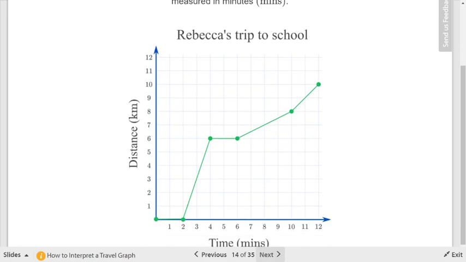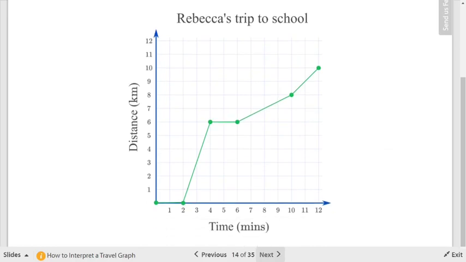Here's Rebecca's trip to school. How far did Rebecca travel all the way to school? 10 kilometers, right. So you see that the highest point represents the furthest point she went, right? And how long did it take her to travel those 10 kilometers? 12 minutes. Okay? How far had she gone in the first 2 minutes? 0. Look at that. That's flat for 2 minutes. Right? So she could have been waiting for her friend to get there so they could go.